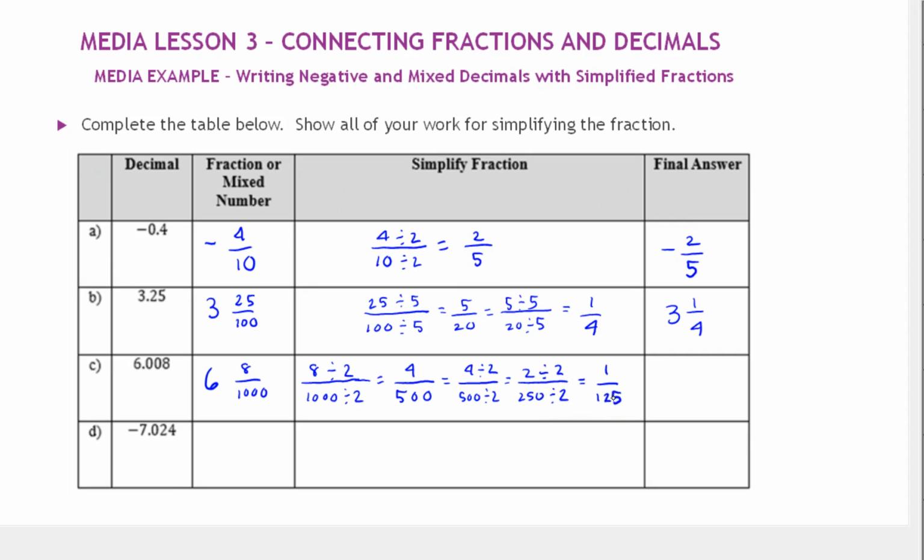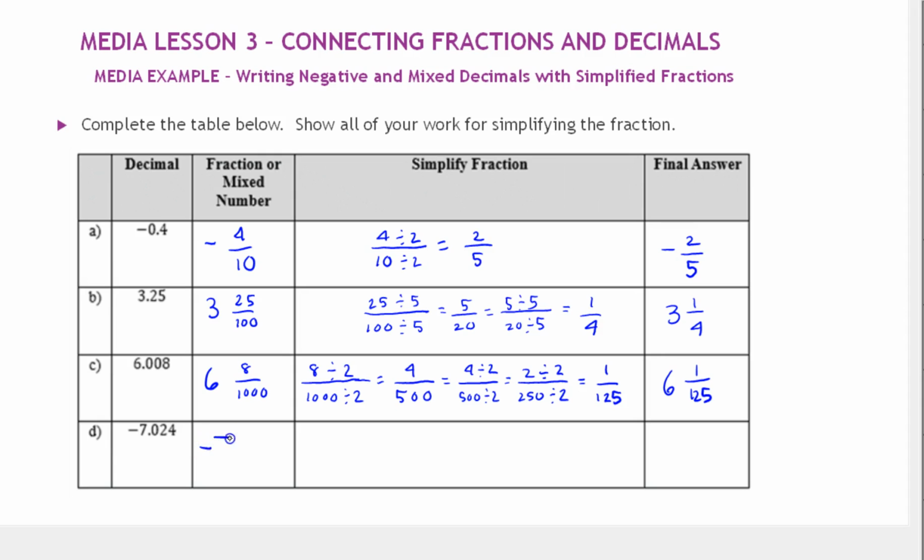Okay, so 8/1000 is fractionally equivalent to 1/125. So notice we divided by 1, 2, 3 factors of 2. And you can do it step by step, or if you see larger factors or a greatest common factor, you can divide by that as well. So our final answer will be 6 and 1/125. Okay. Last problem, we have negative 7.024.